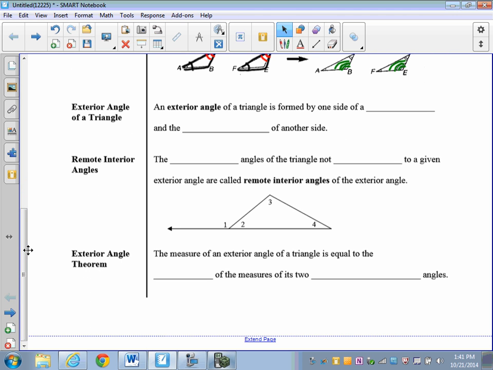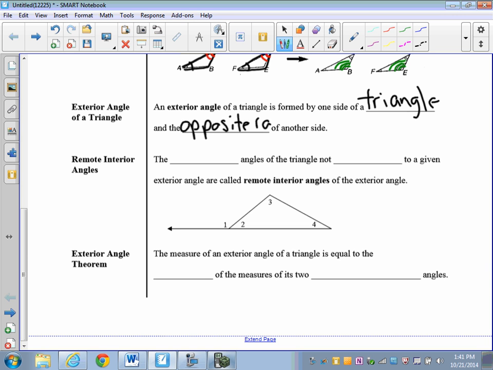Another thing that's kind of important is the exterior angle of a triangle. The exterior angle of a triangle is formed by one side of a triangle and the opposite ray of another side. So maybe you remember we talked about opposite rays.